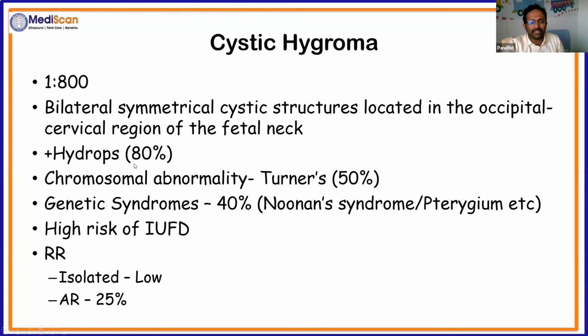In 80% of the cases, it is associated with hydrops. In 50% of the cases, it can be associated with a chromosomal abnormality, commonly Turner's syndrome. There can be other syndromes like Noonan syndrome in around 40% of the cases. There is a very high risk of fetal demise, close to 90%. Prognosis is poor. If it is isolated and it is a simple chromosomal problem, recurrence risk is low. If it is due to a genetic condition, the recurrence risk is dependent upon the cause.